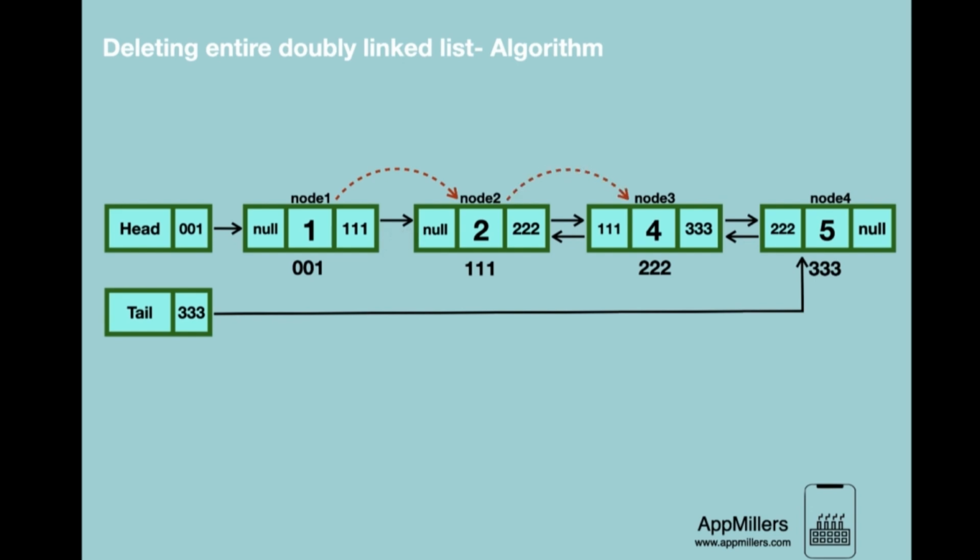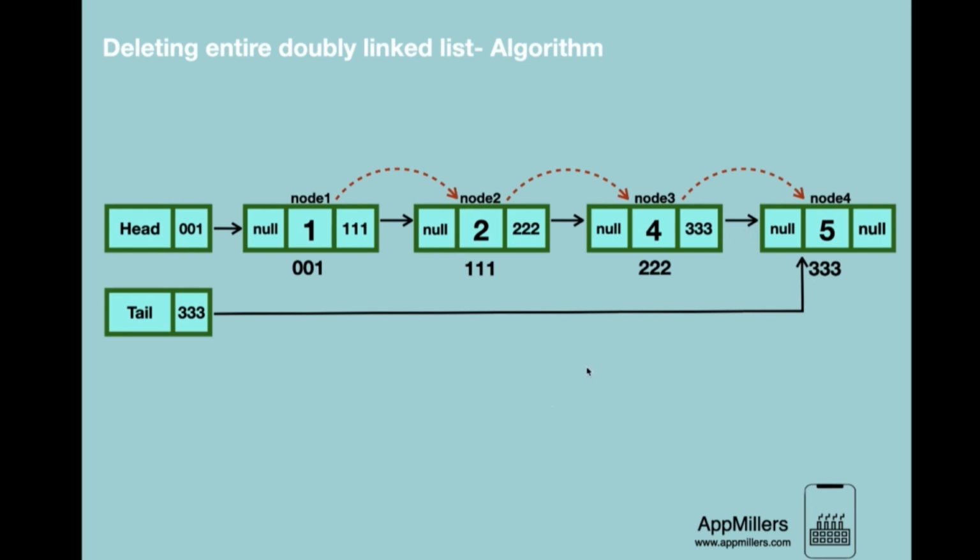Then we are continuing to node 3. Here again we are updating the previous reference of node 3. By updating this, the reverse link between node 3 and node 4 gets deleted. Then we are continuing to node 4. Here again we are updating the previous reference of node 4 to null, and this deletes the reverse link between node 4 and node 3.